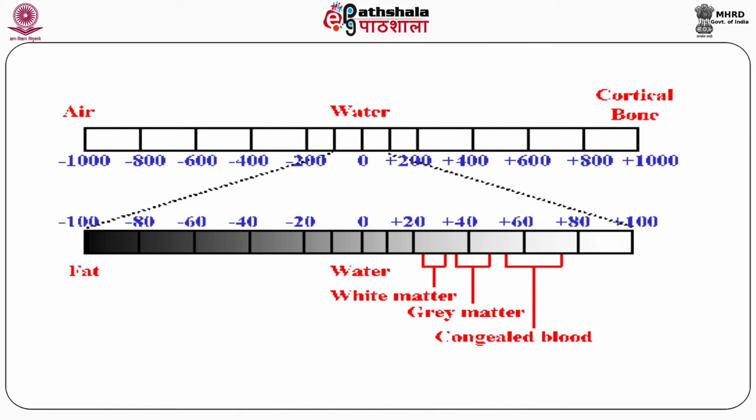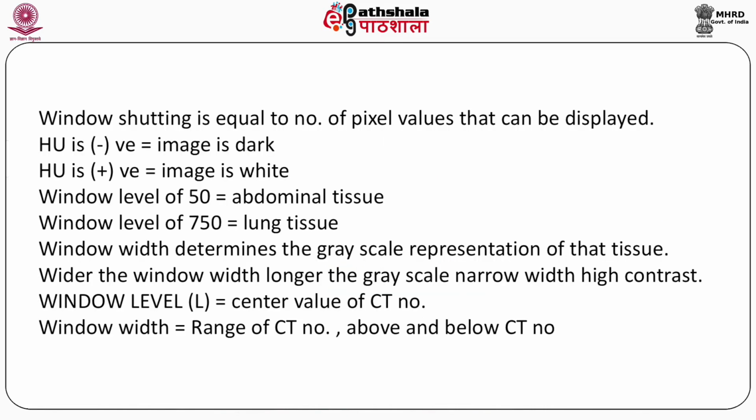Window level is set according to the tissue in which we are interested. Window width is also set according to the tissue we are going to see. For example, a minus Hounsfield unit image is dark, a plus Hounsfield unit image is white. Window level of, let us say, 50 for abdominal tissue, window level of minus 750 for lung tissue. Window width determines the grayscale representation of tissue. The wider the window width, the longer the grayscale. The narrower the window width, the higher the contrast you can see.